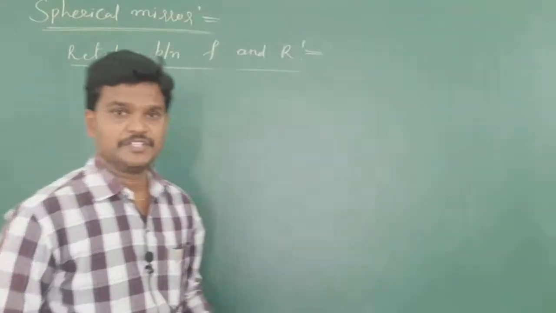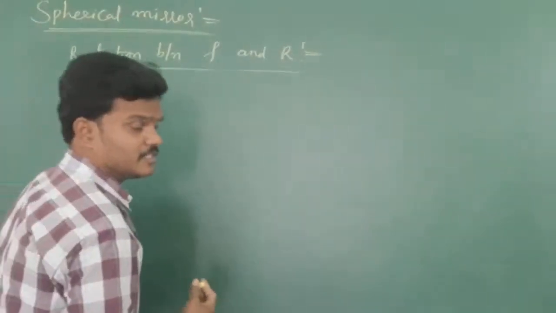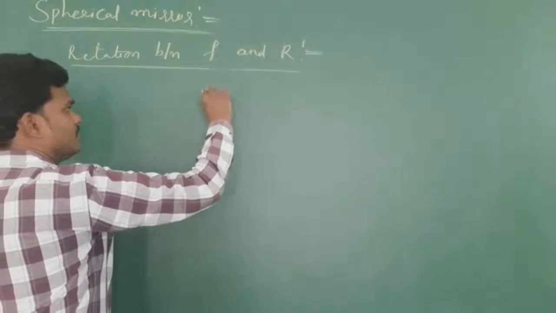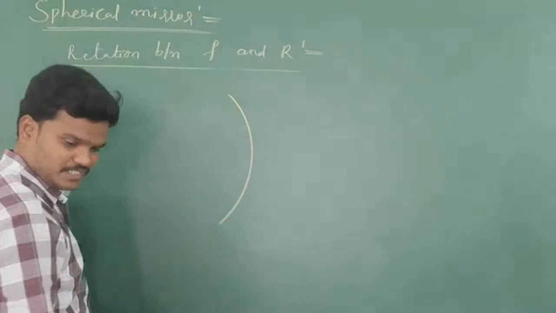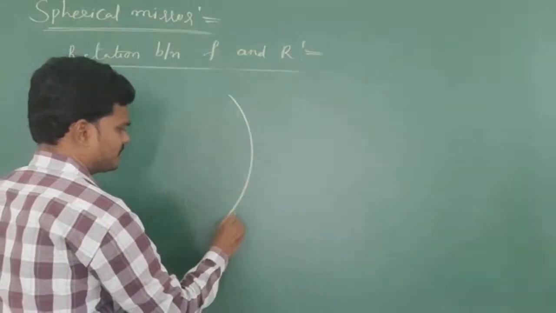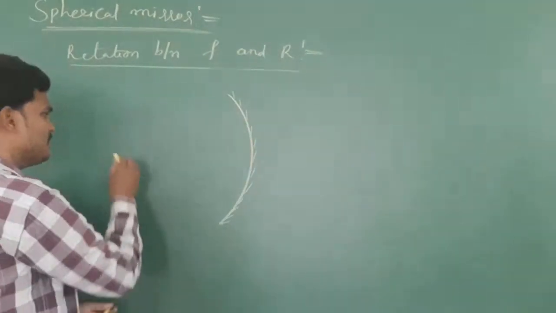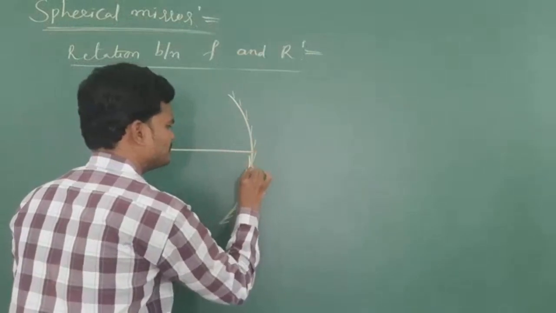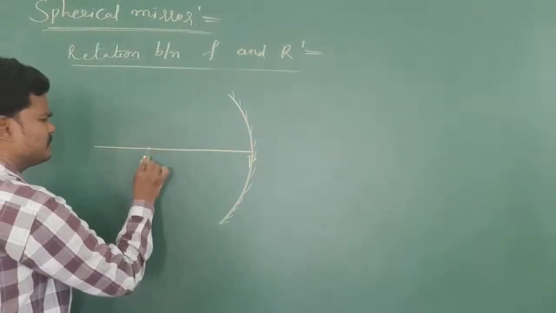See, one more derivation, a relation between f and R. We can derive the relation between focal length and radius by using a concave mirror and also by using a convex mirror. Let me use a concave mirror. See, this is the concave mirror whose radius of curvature is R, and this is the pole. Let me draw pole here. And C is the center of curvature.